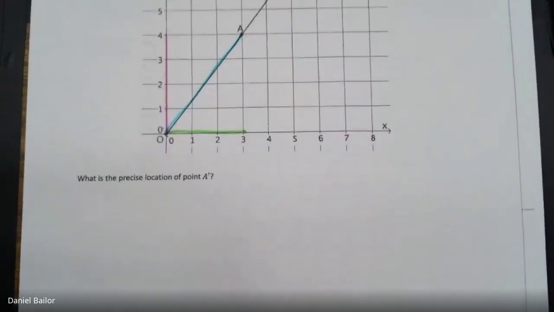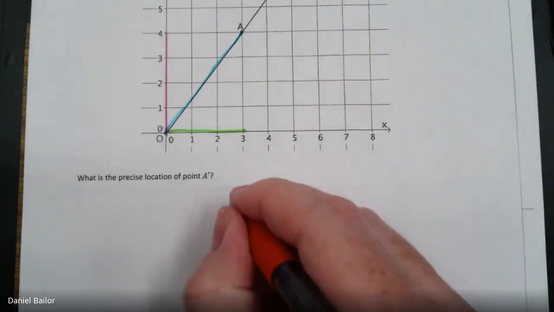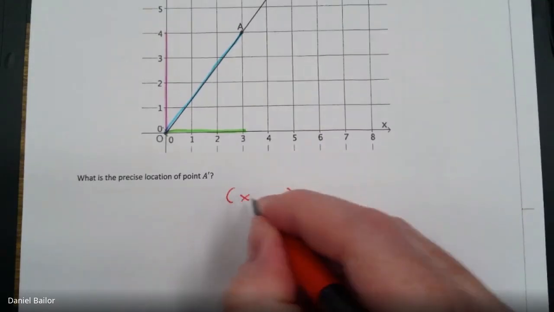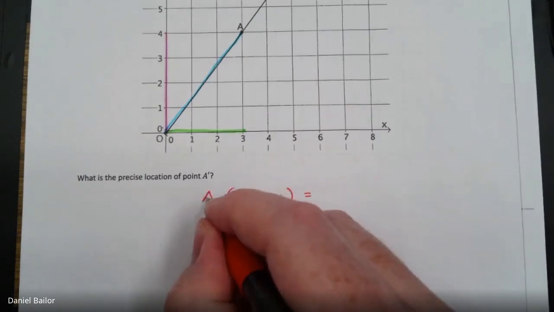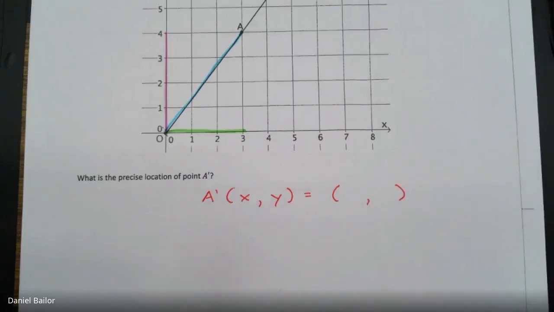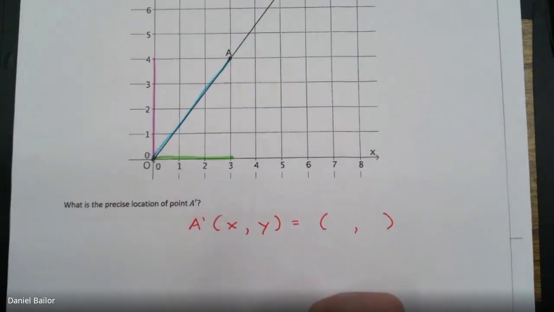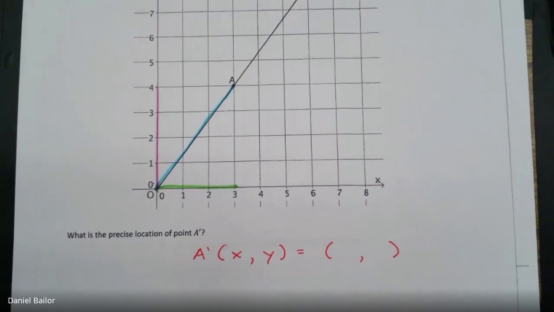For this part, what is the precise location of A prime? What it wants is coordinates. It wants x, y. So it wants A prime of x, y. Just tell me what the coordinates are for A prime. To find the exact coordinates, you will probably have to do the math for the green line and for the red line. So do the math for the green line and red line and tell me what the coordinates are.